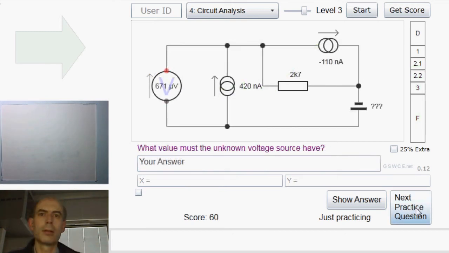Next. I'll do this one as well to show you that there are two alternative ways of solving this type of problem. The way that we've been doing up until now, and also using the method of superposition, which can be a little bit more straightforward, although it is usually rather more long-winded as well. The way we've been doing this type of problem in the past is to say, right, what is the current flowing through that resistor? And here we can see that there's 420 nanoamps flowing up through here, and 110 nanoamps flowing this way, right to left, because there's minus 110 nanoamps flowing left to right.